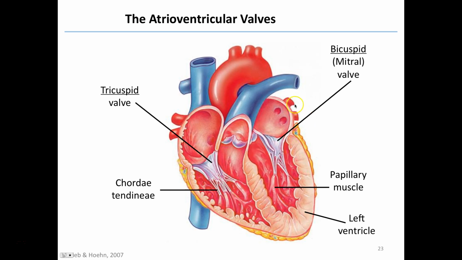On the left side of the heart, between the left atrium and the left ventricle, we have the bicuspid valve, or mitral valve. As we said before, the key role of these valves is to stop blood flowing back into the atrium while the ventricles are contracted.